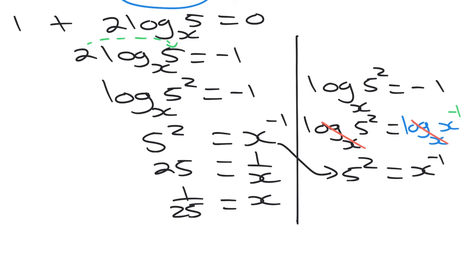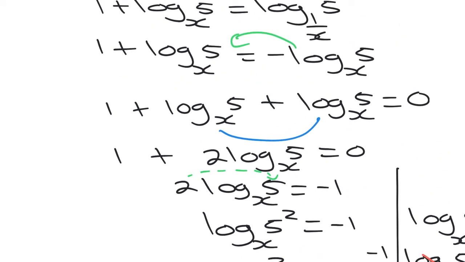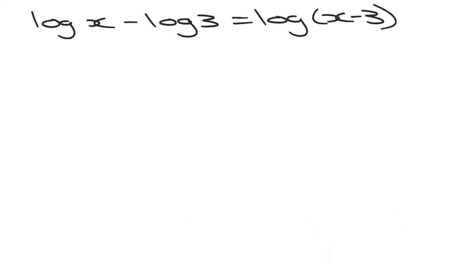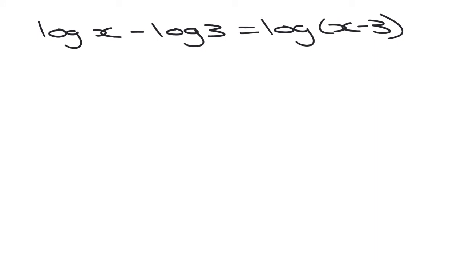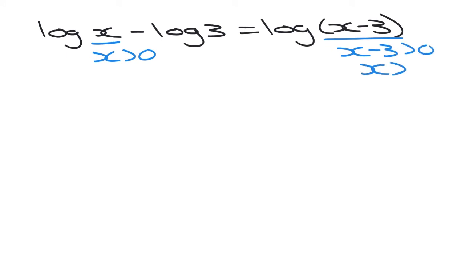Right, so I hope you enjoyed looking at this log equation. Now we're going to take a look at a second log equation: log x minus log 3 is equal to log of x minus 3. Let's first take a look at the restriction here. As per the definition of log, x must be greater than 0, as well as x minus 3 must be greater than 0, meaning that x must be greater than 3. So we can go right ahead into solving this equation.